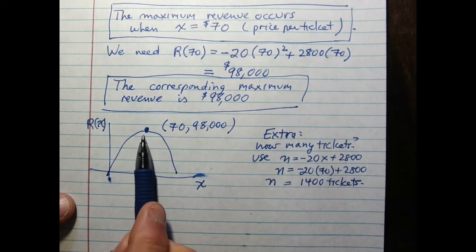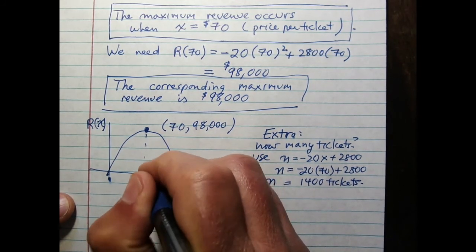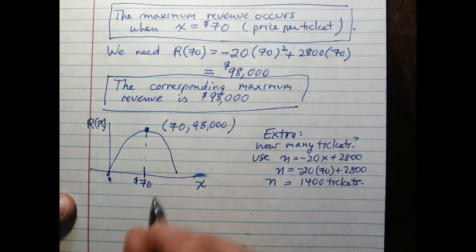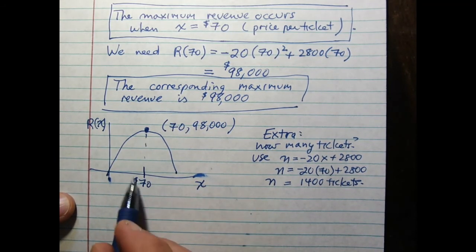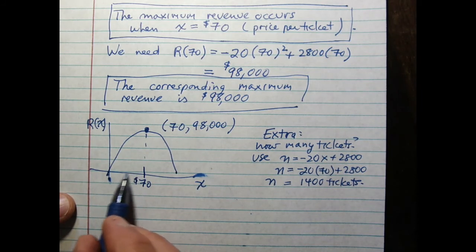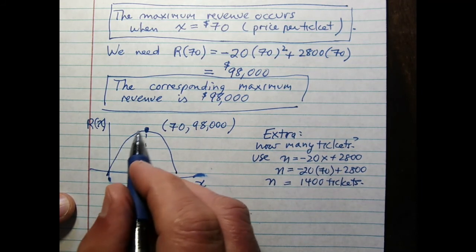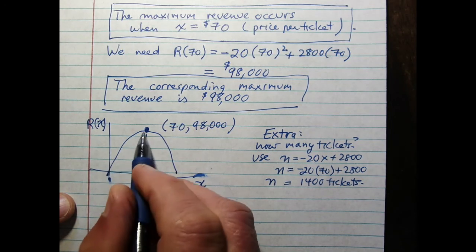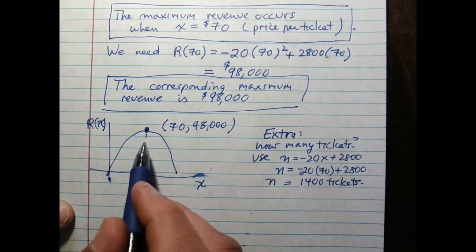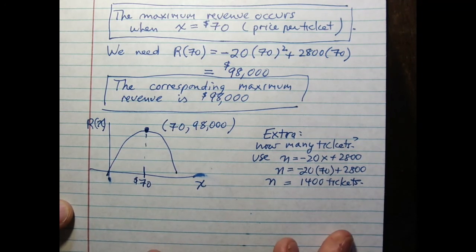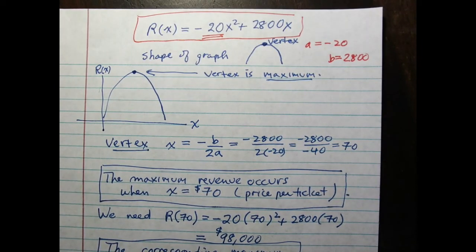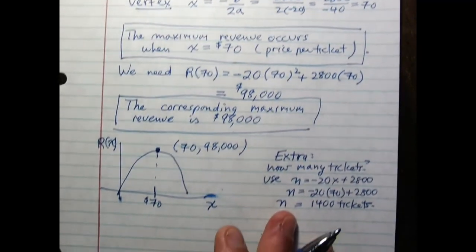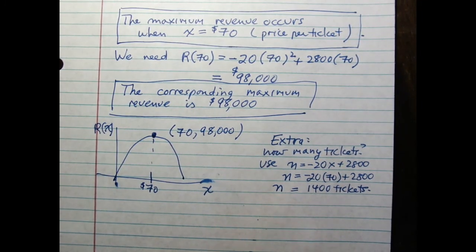So what happens if we charge more per ticket than $70? The number of tickets drops off somehow, so we make less money. If we charge less per ticket, maybe we get more people and sell more tickets, but we still make less revenue, because that vertex is the high point, the highest possible revenue for this function. So I just want to show that there was our revenue function, and there's our final answer to this problem. Good problem.